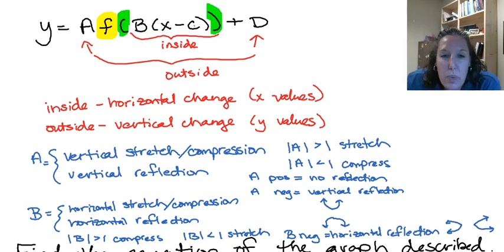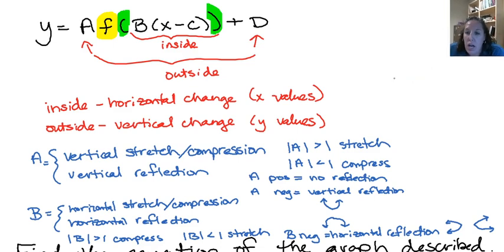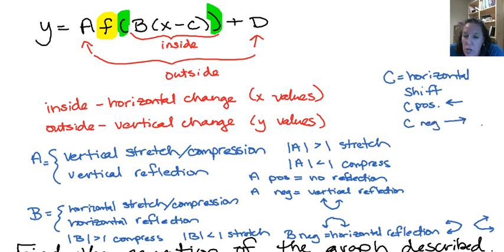All right, the other letters we have here are c and d. Our c value here is going to give us information on our horizontal shift. And again, anything on the inside does the opposite of what you would expect. And so if c is positive, that means we are going to the left. If c is negative, that means we're going to the right.